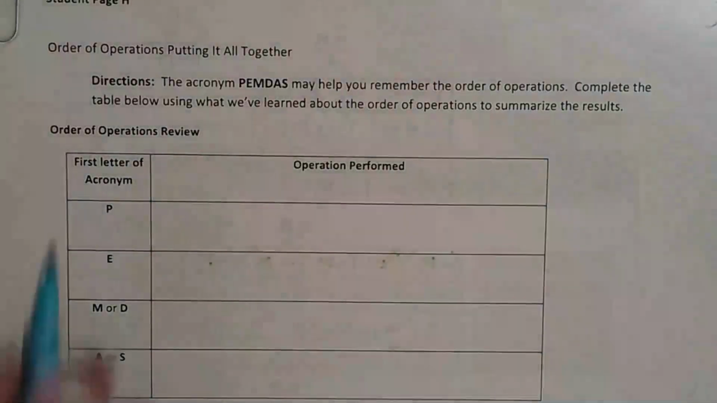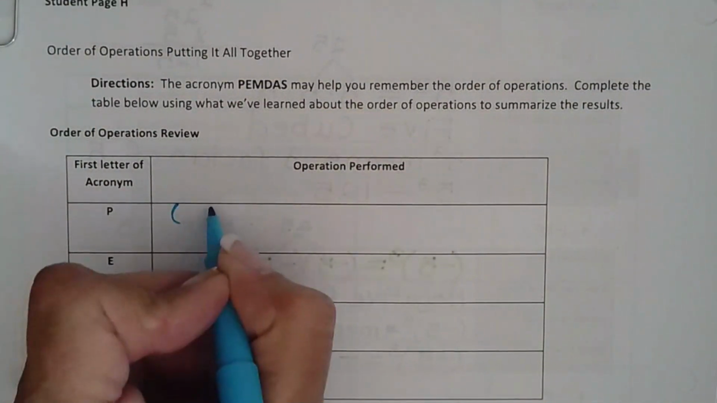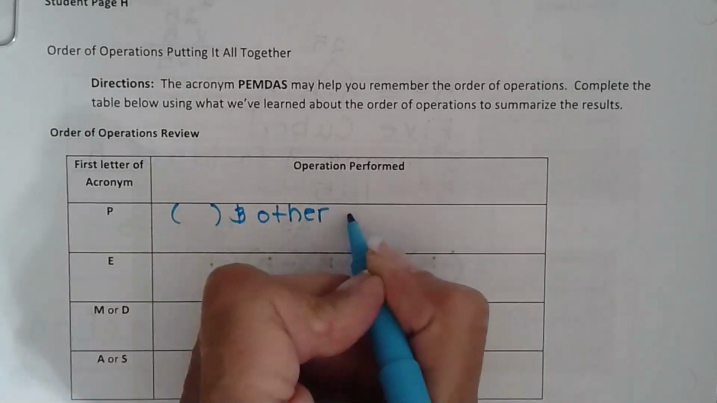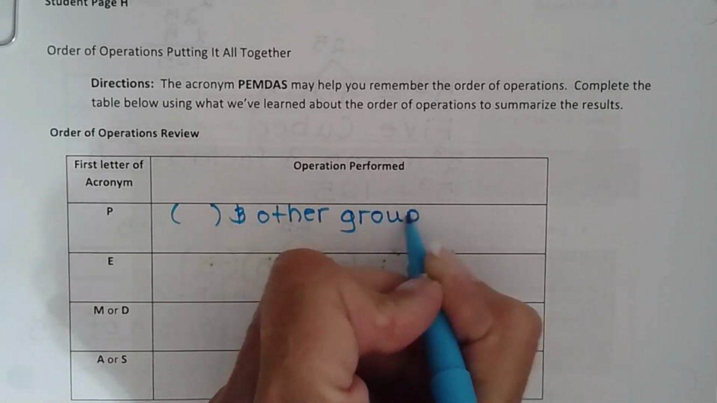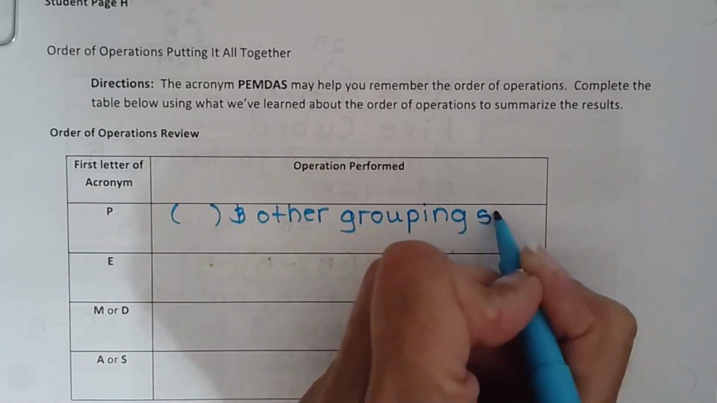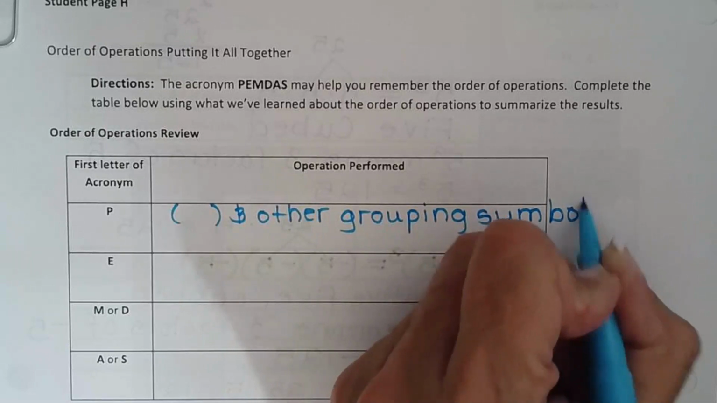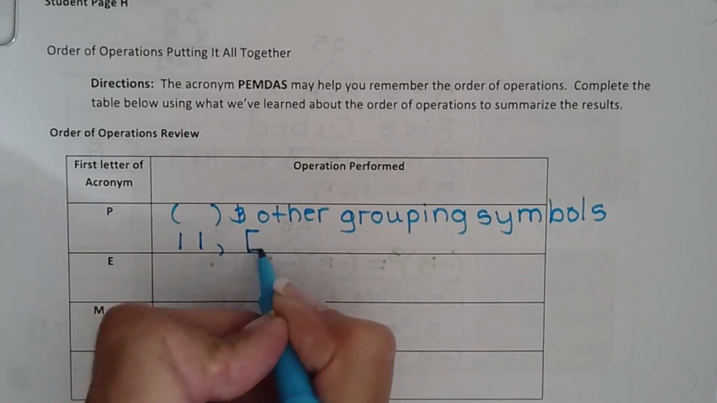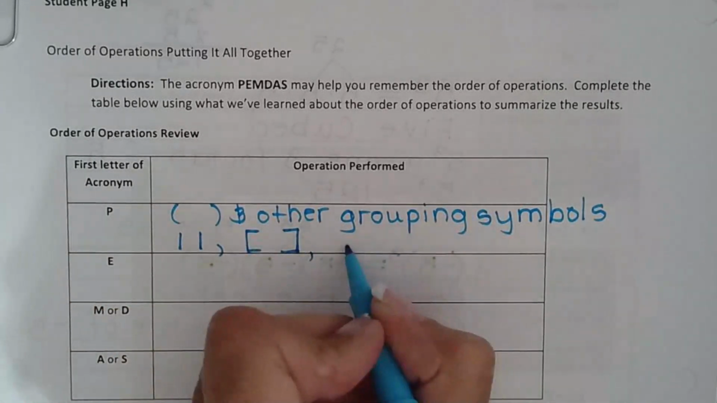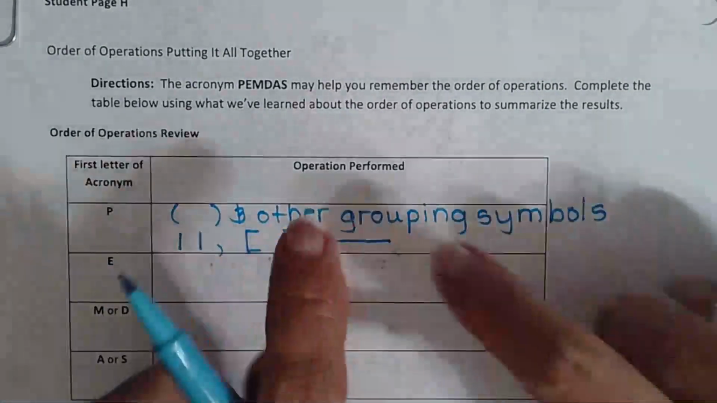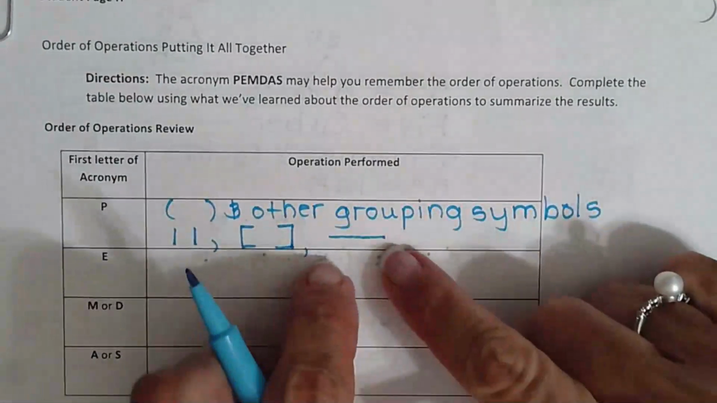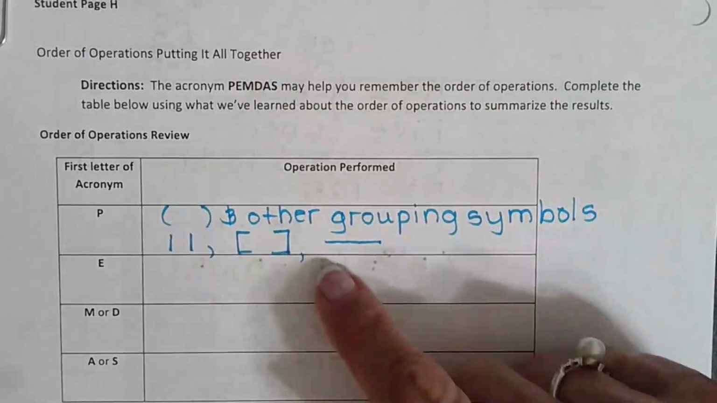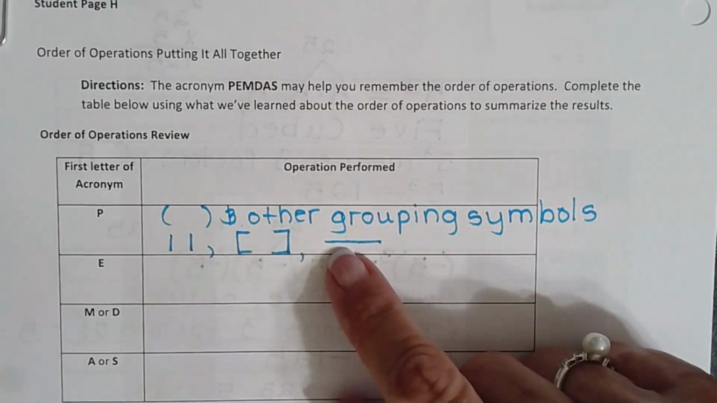So parentheses is P. So this is parentheses and other grouping symbols. And in one of our past videos, we learned that absolute value is one of those. Brackets can be used in place of parentheses. And when we have a fraction bar, there's imaginary parentheses on the top and imaginary parentheses on the bottom, where you do the numerator first, get an answer, denominator second, get an answer, and then you divide the two.